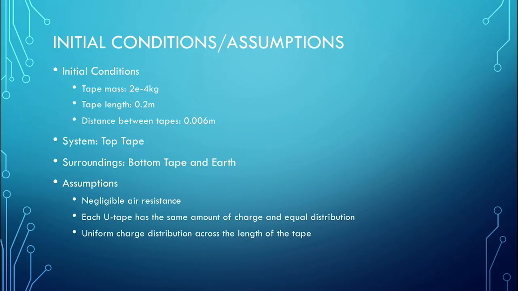Further, the system can be identified as the top tape, the surroundings can be identified as the bottom tape plus the earth, and the assumptions made in this lab are as follows: negligible air resistance, each tape has about the same amount of charge and equal distribution, and finally, uniform charge distribution across the length of the tape.